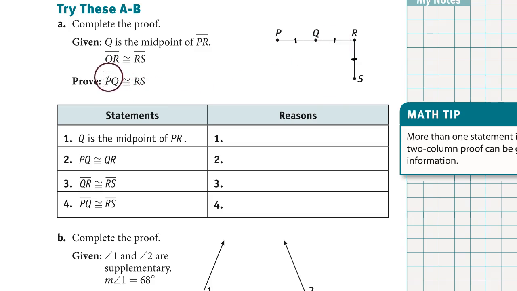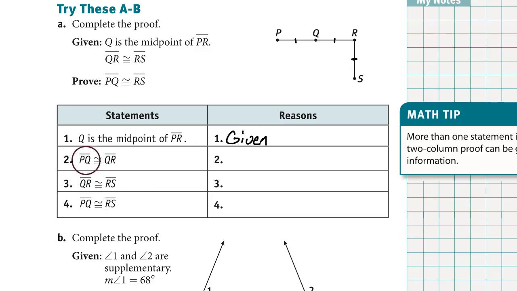Let's prove that segment PQ, that first piece, is congruent to segment RS, that last piece. We think that they are because we have these little marks on them. Let's actually prove that that's true. Okay, first statement, Q is the midpoint of PR. Where did that statement originate? That was given to us. So you write that down as given.